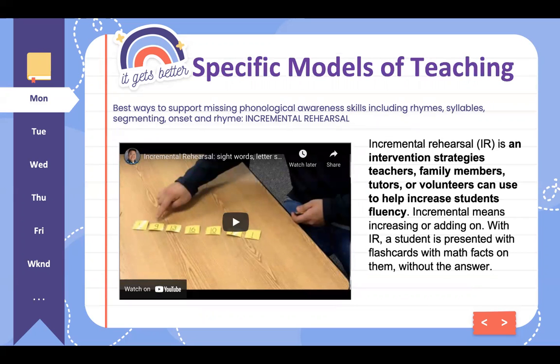Incremental rehearsal is an intervention strategy that teachers, family members, tutors, or volunteers can use to help increase students' fluency. Incremental does mean increasing or adding on. And with incremental rehearsal, a student is presented with flashcards. Now it says math facts, but it can be math or reading, without the answer. And so this intervention is best for supporting missing phonological skills, including rhyme, syllables, segmenting, and onset and rhyme.